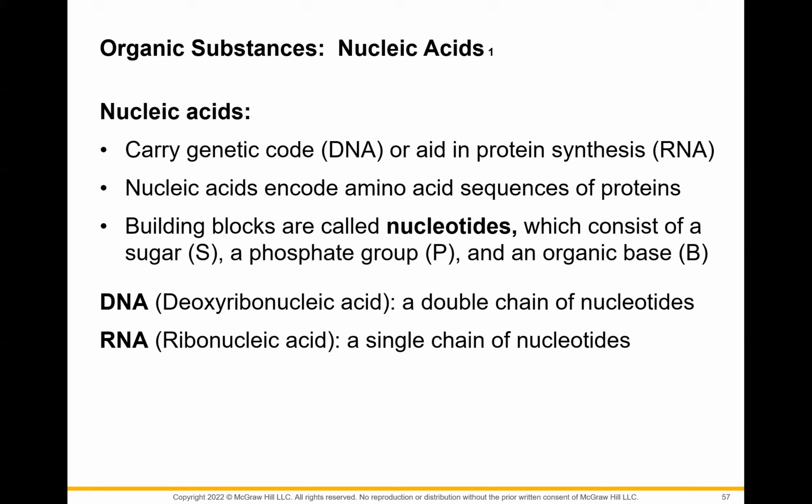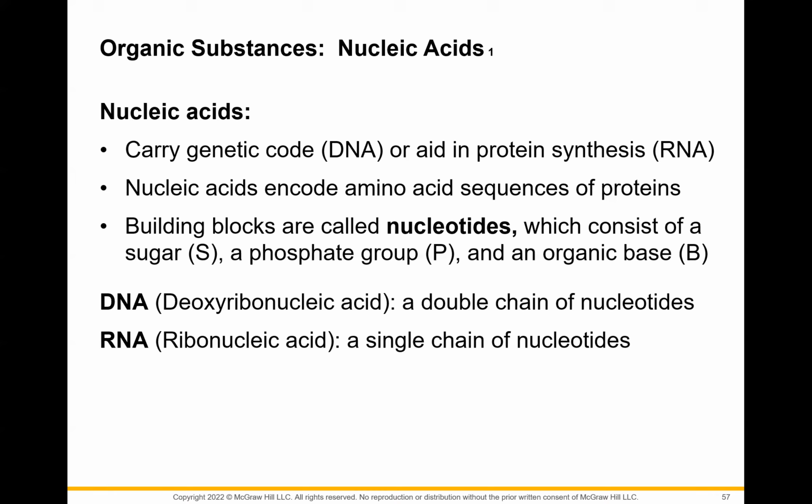And nucleic acids usually encode amino acid sequences. So nucleic acids and proteins kind of work together, if you will. But like I said, the nucleic acids are going to be made up of nucleotides. And the nucleotides consist of a sugar, a phosphate group, and some organic base. As I said before, there are 2 different types of nucleic acids that we'll talk about in detail. There's going to be DNA and RNA.